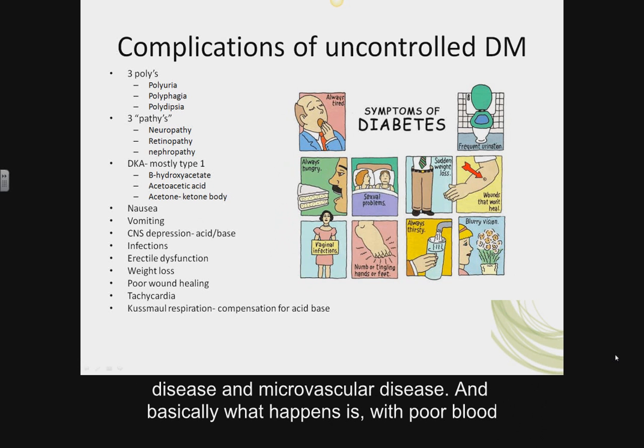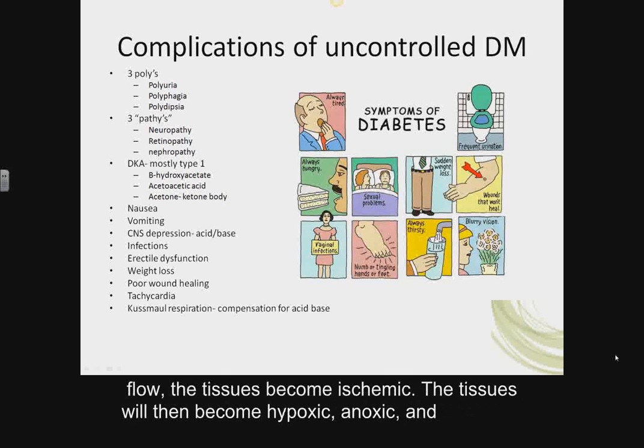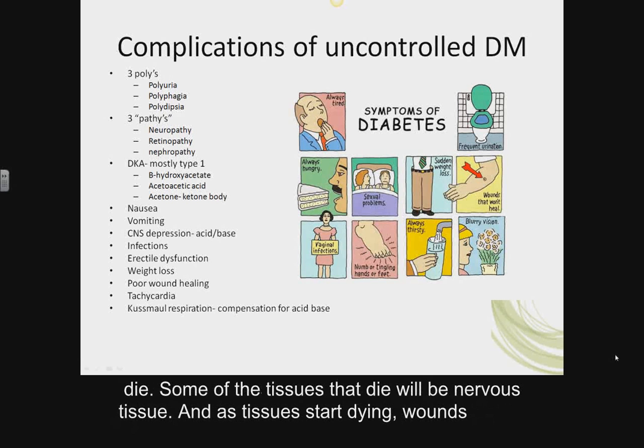I'm going to tell you about macrovascular disease and microvascular disease. And basically what happens is with poor blood flow, the tissue becomes ischemic. The tissues will then become hypoxic, anoxic, and die.